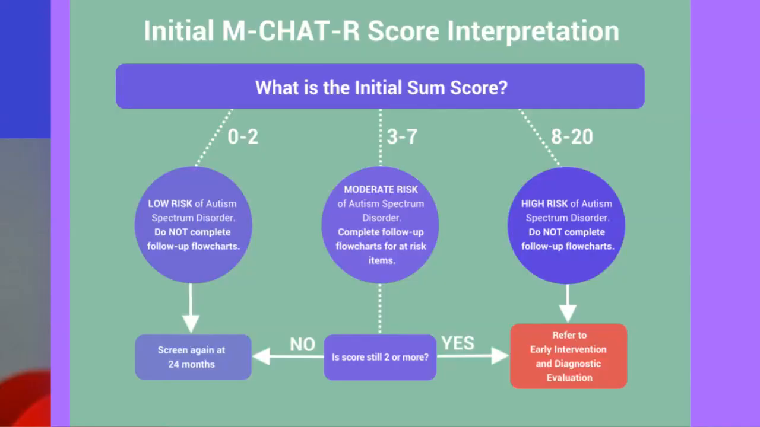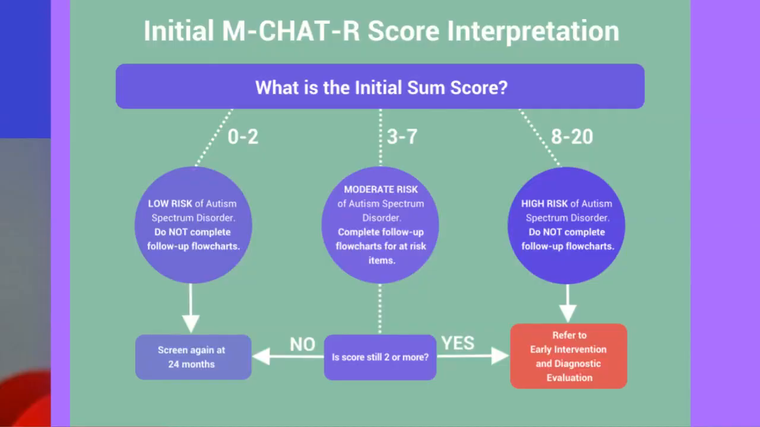If the initial sum score is between 8 and 20, this means that the child is at high risk for autism spectrum disorder or other developmental disorder currently. You do not need to complete the follow-up flowcharts. The guidance in this case is to refer to early intervention and for full diagnostic evaluation immediately.